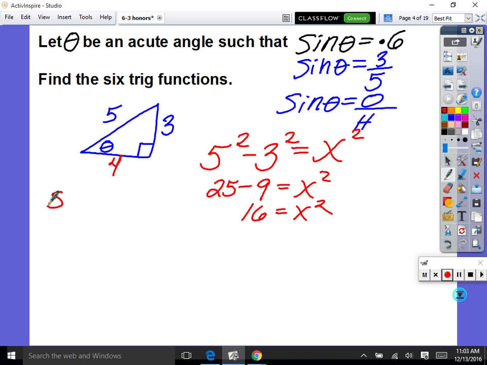Then sine theta, cosine theta, tangent theta. Do I need to keep going, or is that just overdoing it when you already know how to do that? Okay, that's overdoing it. So I'm not going to keep going. You're good. Let's move on.